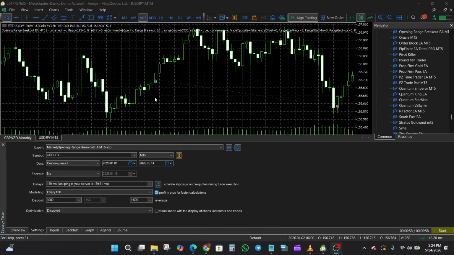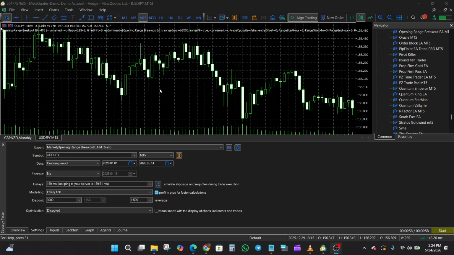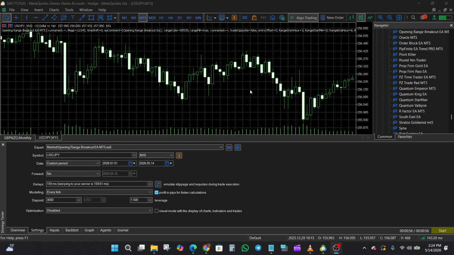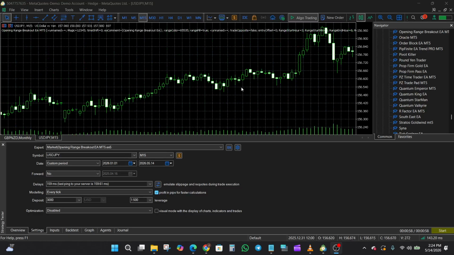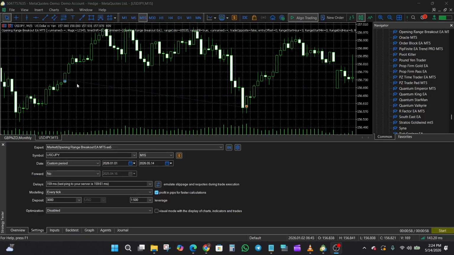Okay, so we can see that the EA is not the type to aggressively accumulate running positions, because there is significant spacing between trades. The EA is also holding trades for quite a while. It's not really exactly a scalping EA, because this is the 15 minute time frame, and we can see how many candles are in between the entry price and the closing price for this trade.